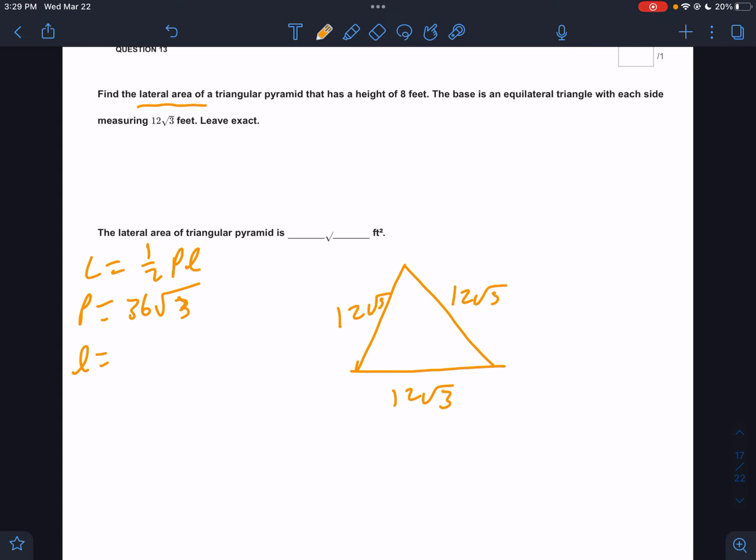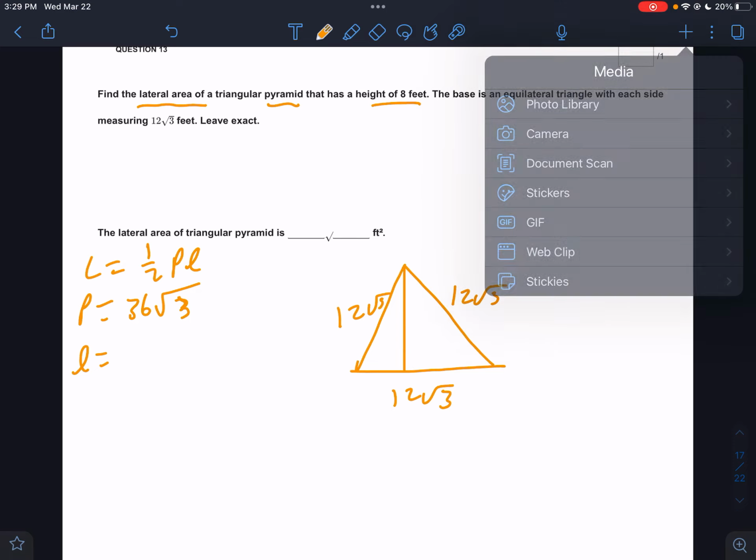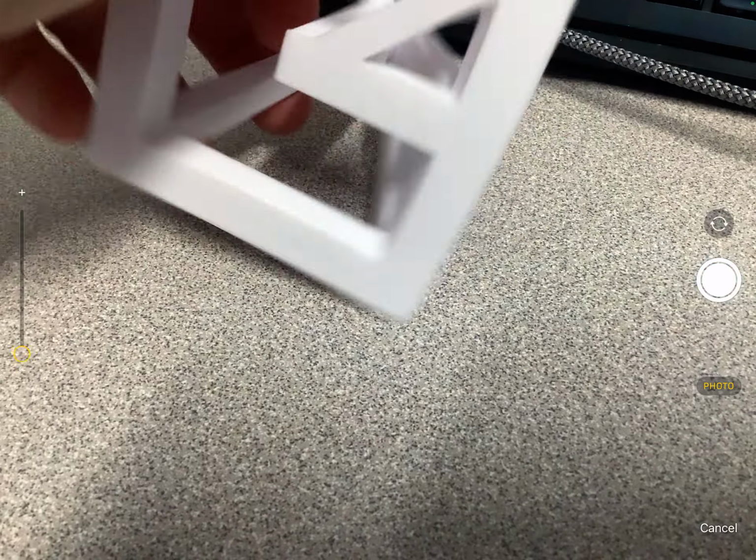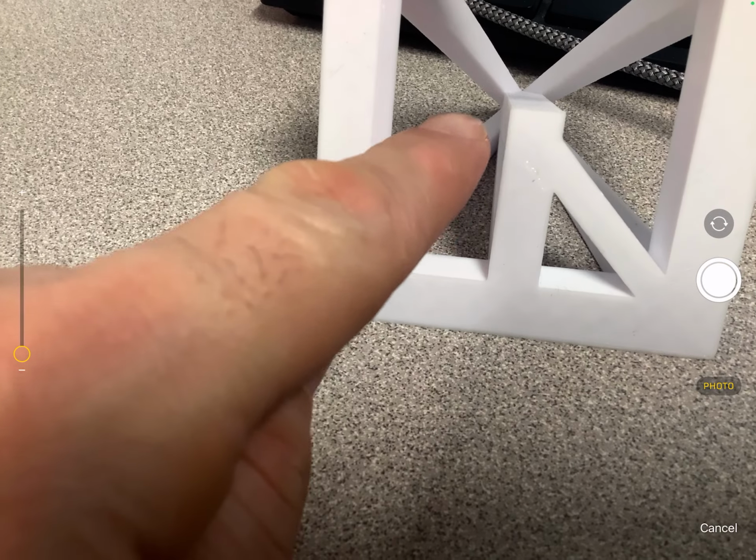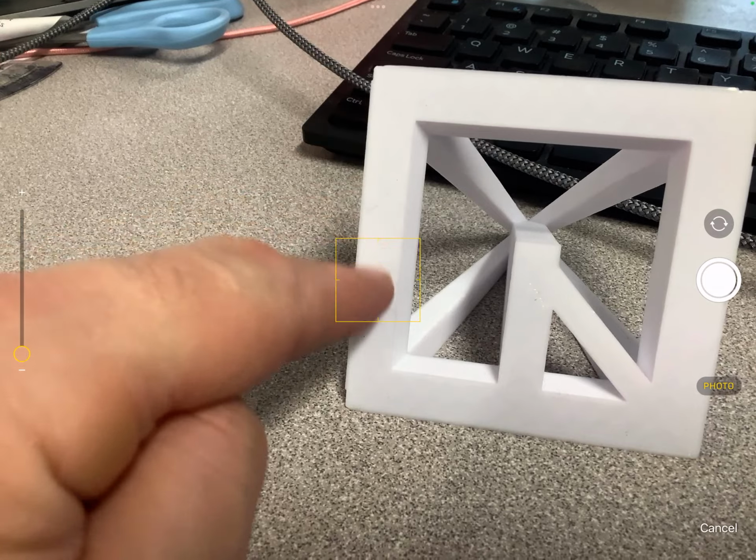So listen, they told us that the pyramid has a height that's 8, not the triangle. The triangle height right here is not what they're saying is 8. I need you to try to see this, understand this. So remember on a square that the apothem was half the side length.